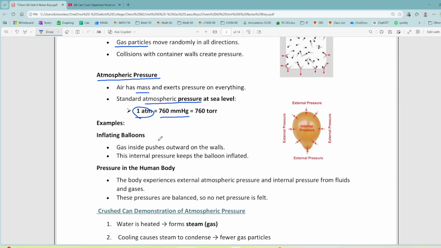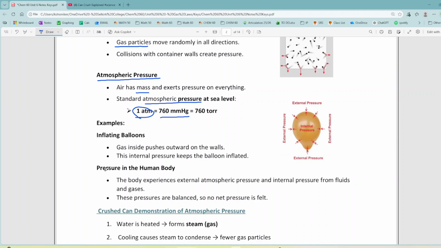When you're inflating a balloon, you are putting moles of gas in. I was trying to think if I was allowed to use those words yet. Yes, I am. You are inflating a balloon by putting gas inside, which is putting moles of gas into the balloon. And as you put more and more moles of gas in, they are going to hit the walls more and more frequently, increasing that internal pressure and causing your balloon to inflate. This internal pressure is going to keep the balloon inflated.